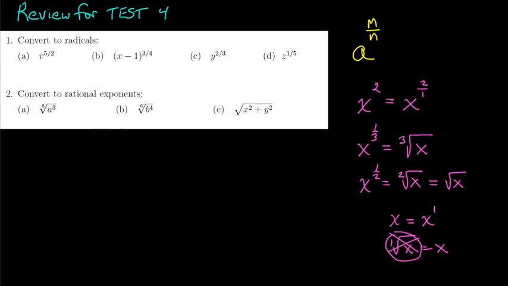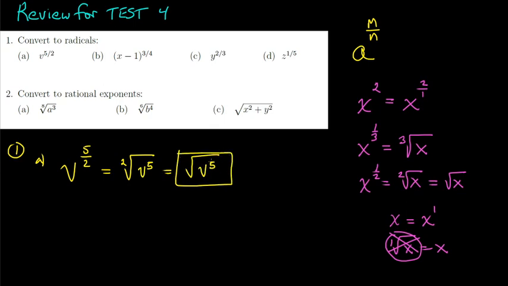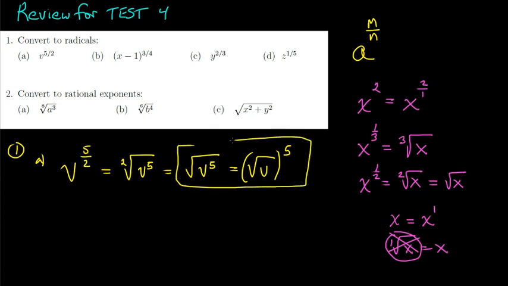All right, so with that, I think we can do part A pretty quickly here. We have v to the power 5 over 2. So the denominator is 2, so this is the square root of v to the 5. Again, the 2 is optional, so it's really just the square root of v to the 5. You could, of course, also write the 5 on the outside. This is the square root of v, all raised to the 5th power. So it turns out that these are the same, at least when v is positive. And we're assuming that v is positive here.